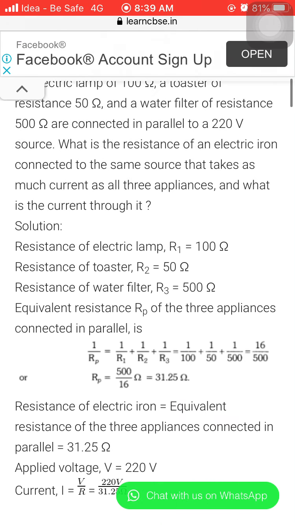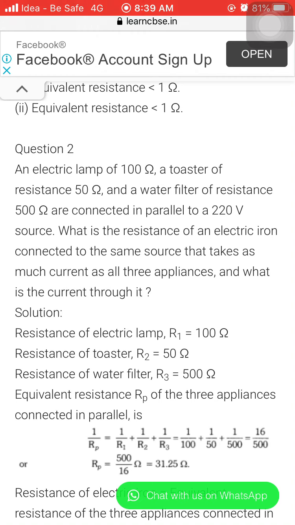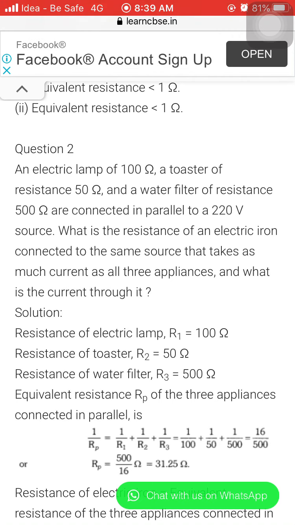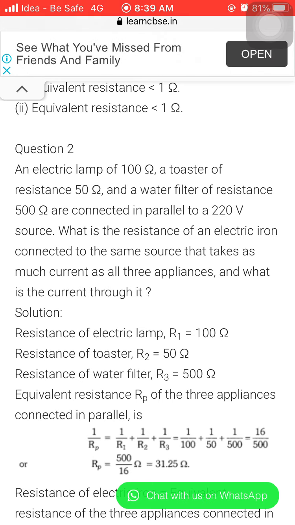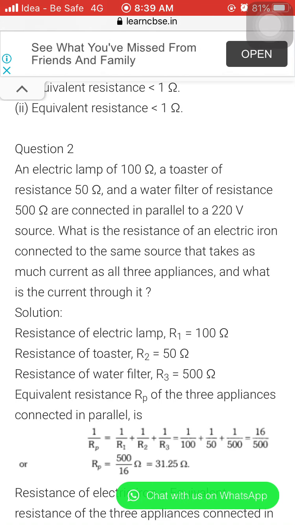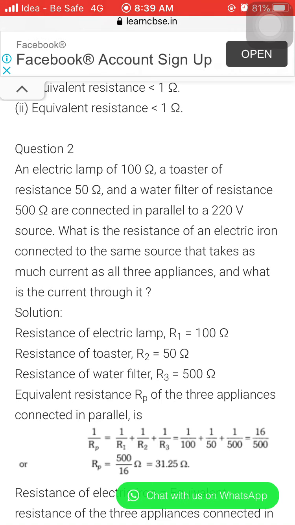Next question we have here: an electric lamp of 100 ohm, a toaster of resistance 50 ohm and a water filter of resistance 500 ohm are connected in parallel to a 220 volt source. So basically 3 electrical appliances are there with their resistances. They are connected in parallel to a 220 voltage source. Now what is the resistance of an electric iron connected to the same source that takes as much current as all the 3 appliances? And what is the current through it?